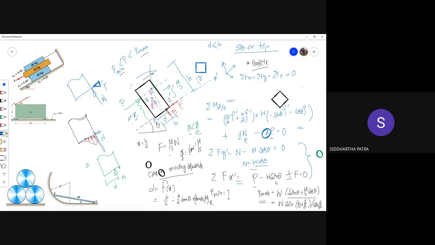Okay, and then I can check whether that p value is sufficient to cause sliding, or more than sufficient to cause sliding. Now if that p value is more than the so-called p max over here, in that case the rotation doesn't happen. If the p value turns out to be higher than the sliding p value, then whichever p value is smaller, that equilibrium equation would be void, and that is the motion that is going to happen. So this is the example of classic slip or tip problems.